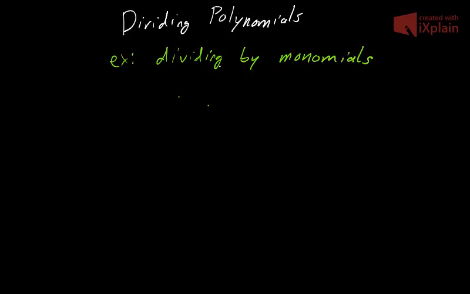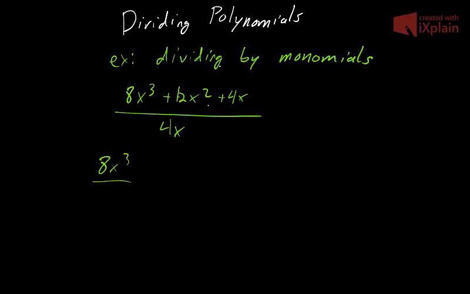And this is going to look something along the lines of 8x cubed plus 12x squared plus 4x divided by 4x. And if this happens, what I can do is break up my fraction. 8x cubed divided by 4x plus 12x squared divided by 4x plus 4x divided by 4x.